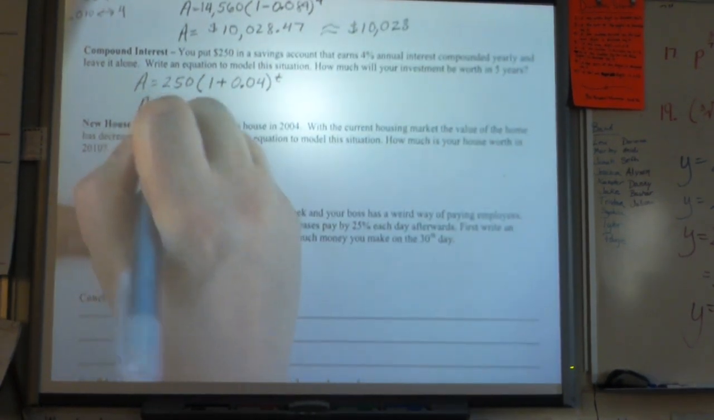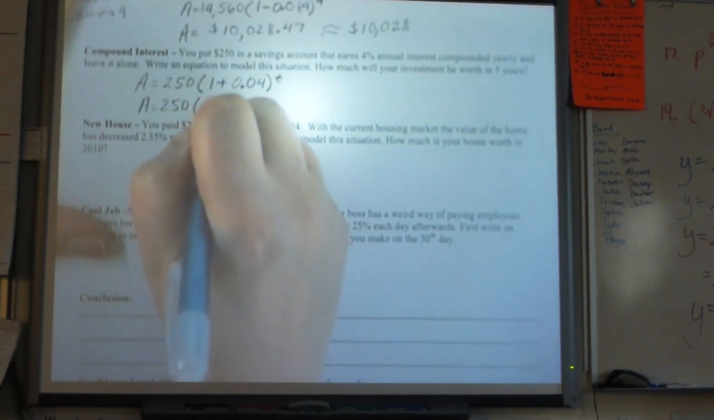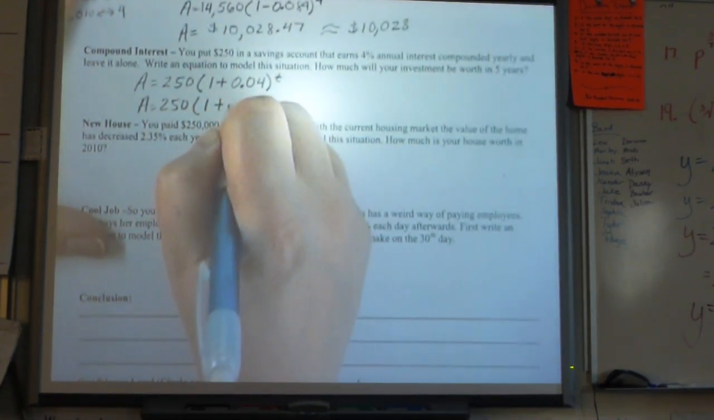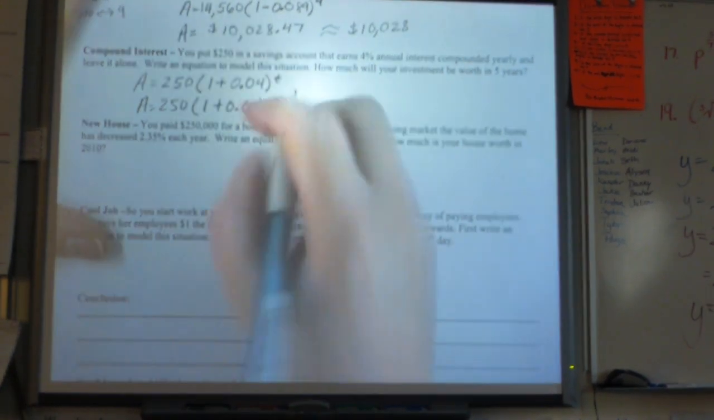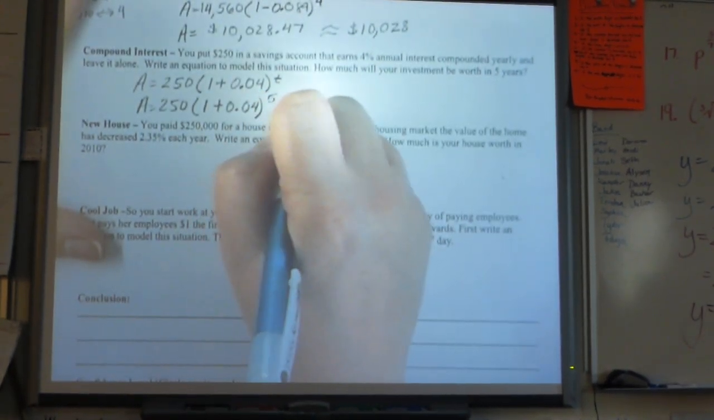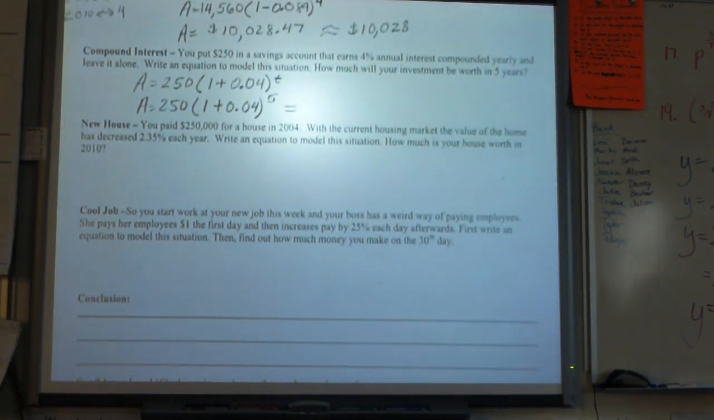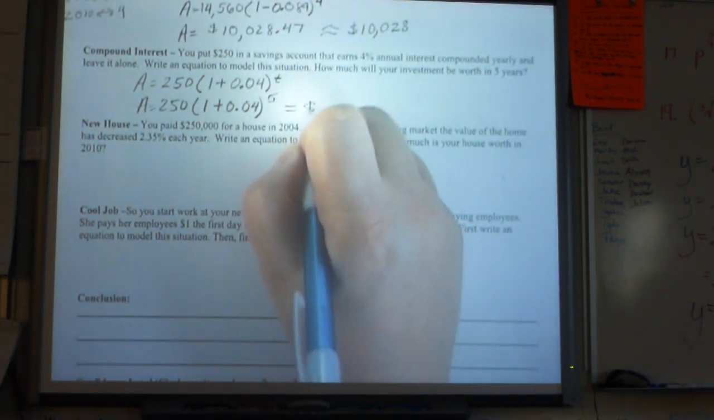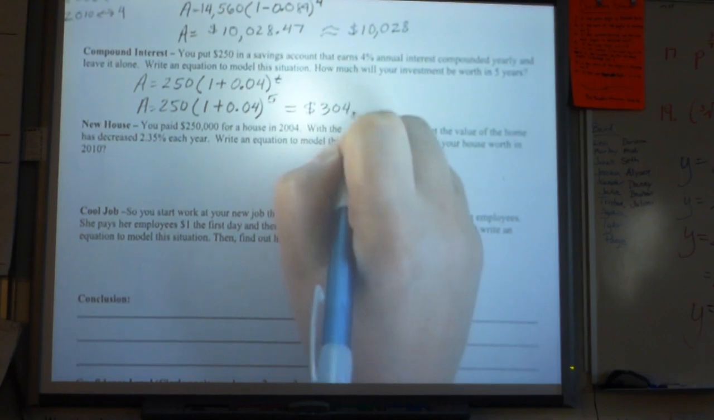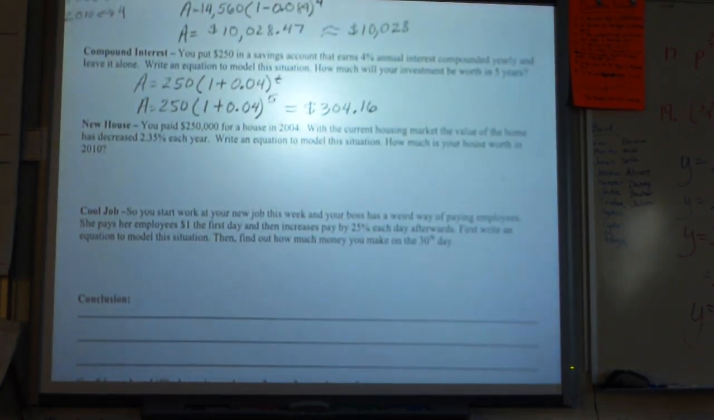And then they ask us to tell how much it will be worth in 5 years. So the amount of money will be equal to that same equation to the 5th power. Okay. So you made $54.16 on your investment.